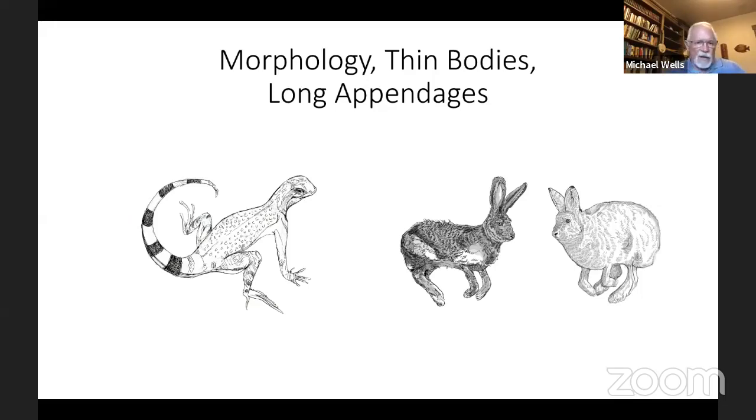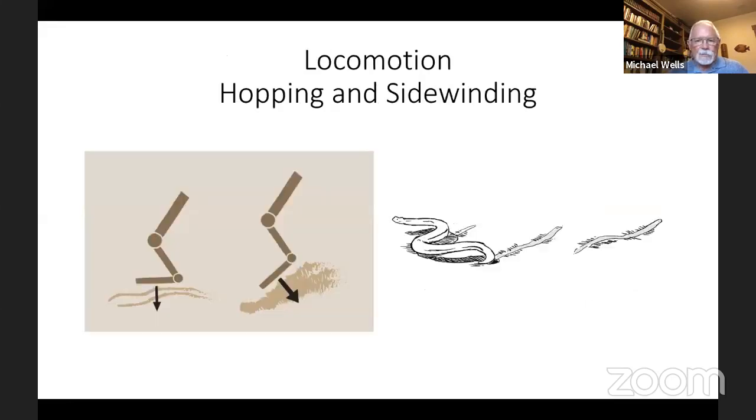The picture on the left is a zebra-tailed lizard with a long, thin body and tail. And on the right, you have a picture of, on the left is a desert black-tailed jackrabbit, and on the right is an Arctic hare. They're both in the same genus, but note that even though they're about the same length, the Arctic hare's body is about twice the mass of the desert black-tailed jackrabbit. And also notice that the jackrabbit's ears are much longer than the Arctic hare's. These are both adaptations that enable the animal to dump off excess heat.